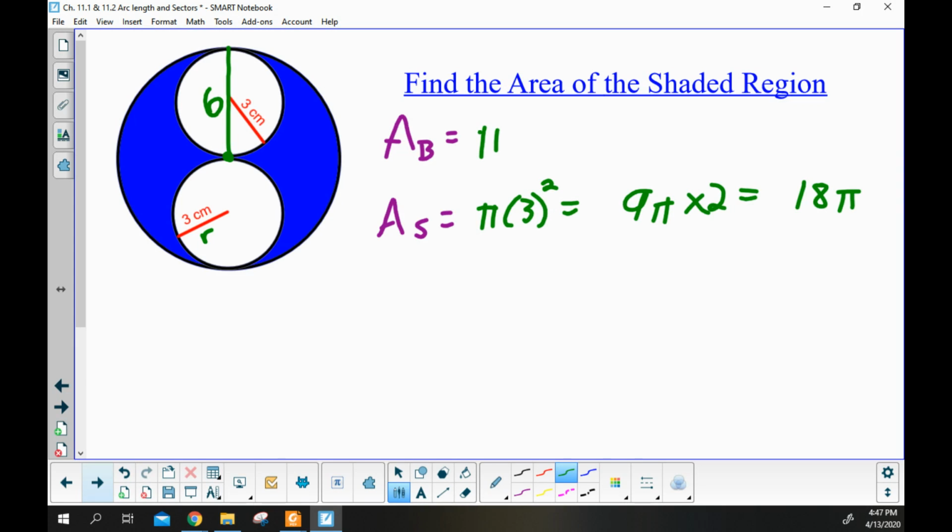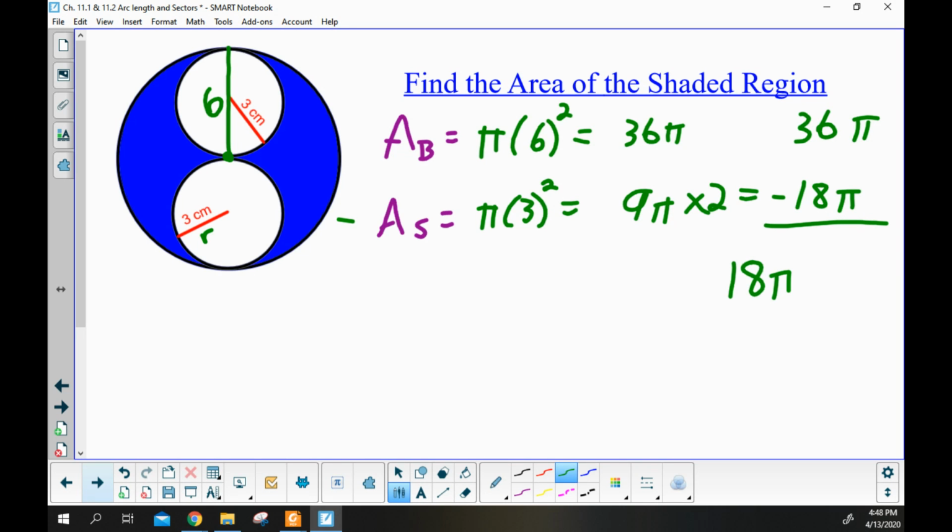So my area of my big one is pi times 6 squared. In this case, would be 36 pi. So we know we got 36 pi. And we're subtracting, or we're taking out these 2, so we're going to subtract 18 pi. And we see that my total area of the shaded region, what's left over is 18 pi. And since we're dealing in centimeters squared.